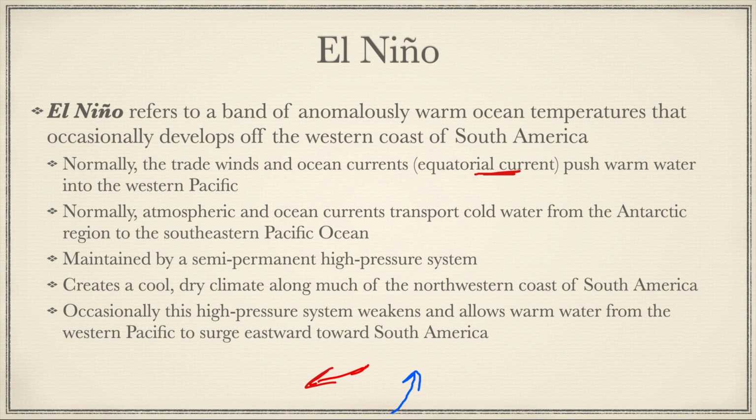Now, occasionally, this high-pressure system weakens and allows warm water from the western Pacific to surge eastward towards South America. So sometimes that system breaks down and you get this surge of warm water that comes back over to South America, and that causes an El Nino.